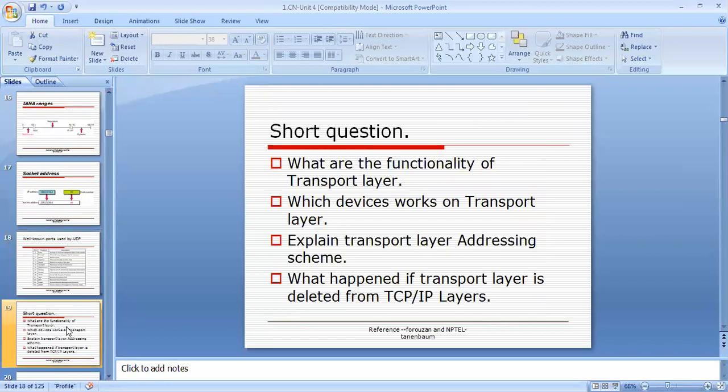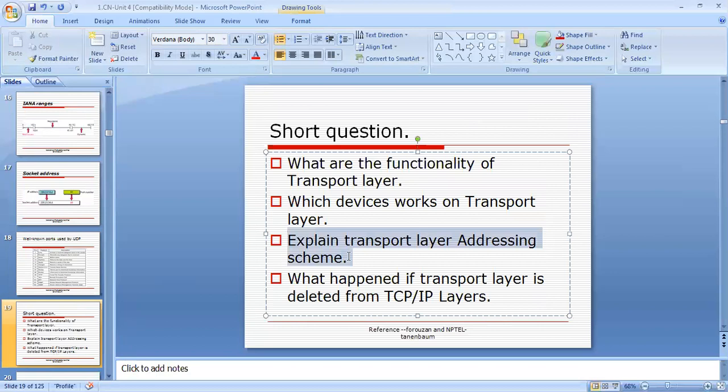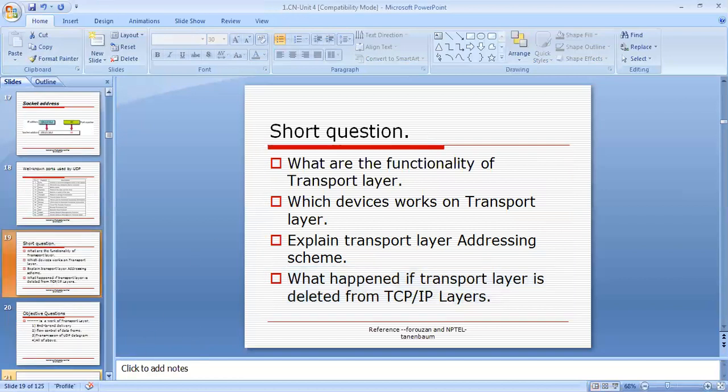Now there are some simple questions you have to solve yourself: what are the functionalities of the transport layer, which devices work on the transport layer, and explain the transport layer addressing scheme. And now the most important and logical question: what happens if the transport layer is deleted from the TCP/IP layers? This is an assignment for you, and you must submit it within the next 2 working days.